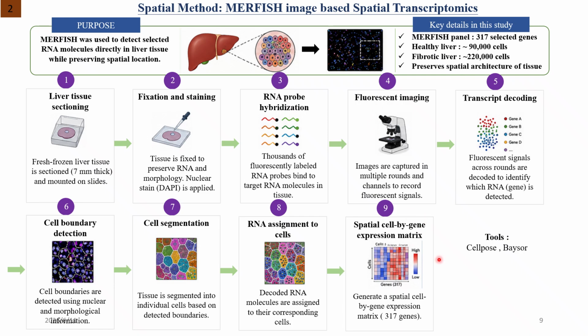In the study, MERFISH mapped about 90,000 cells in healthy liver and 220,000 cells in fibrotic liver. The key point is that MERFISH tells us where genes and cells are located inside the liver tissue.